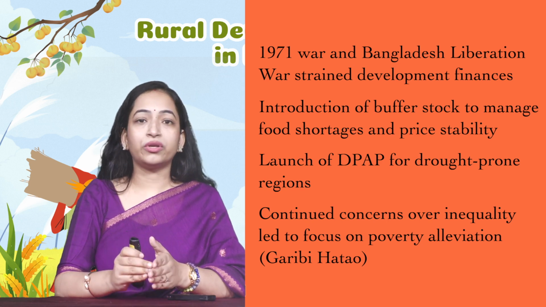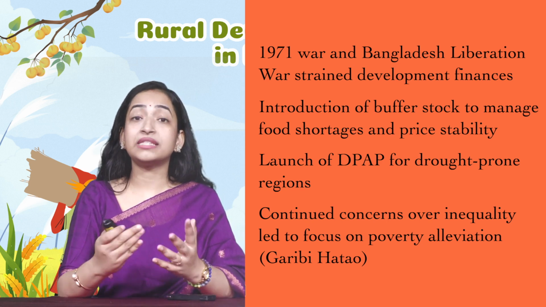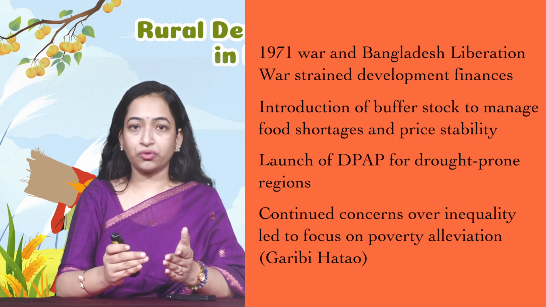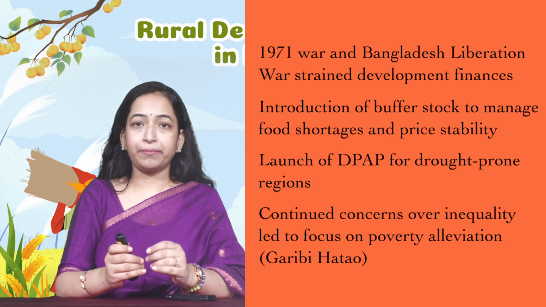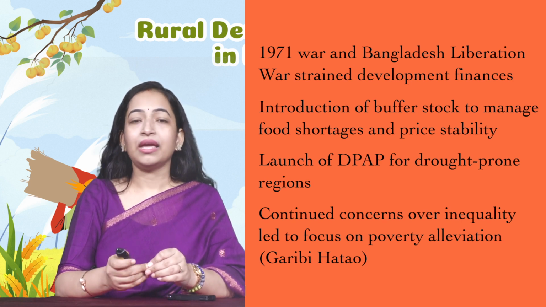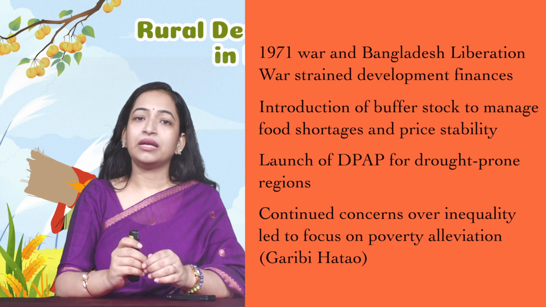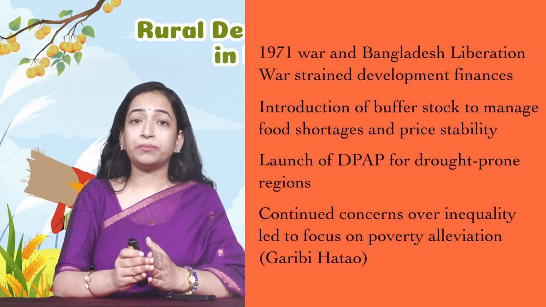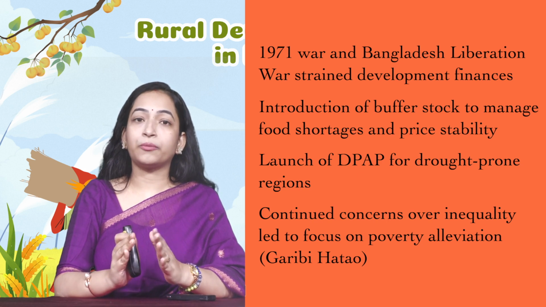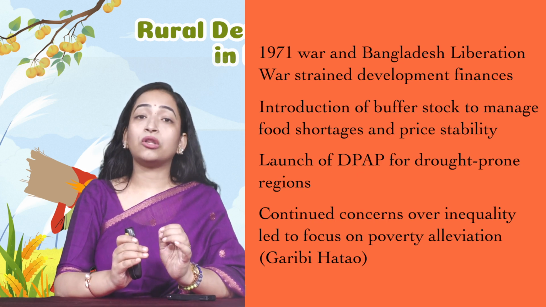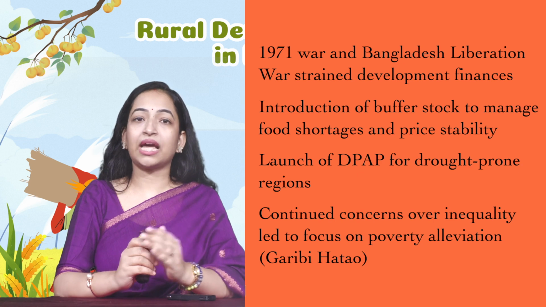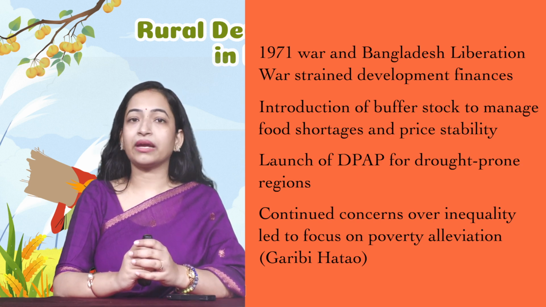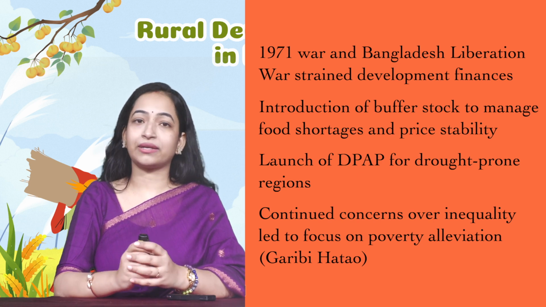So this, in a way, affected the funds initially allocated for industrial development. In response to the recurring food shortages and to stabilize prices, the concept of a buffer stock was introduced with a planned reserve of 5 million tons of food grains. Additionally, during this period, specific regional development programs were also initiated. Notably, the Drought-Prone Area Program, DPAP, was launched to address the persistent challenges of drought-affected regions and to promote sustainable agricultural practices in those areas.